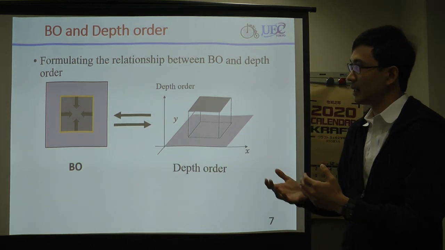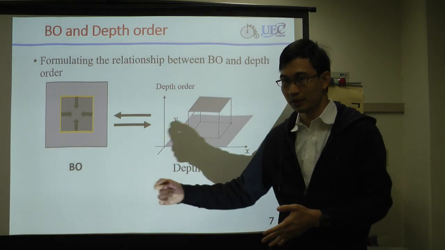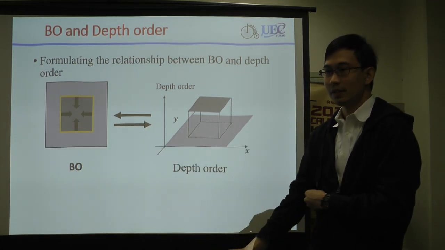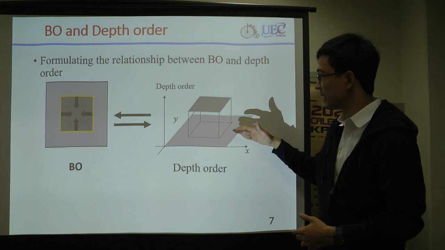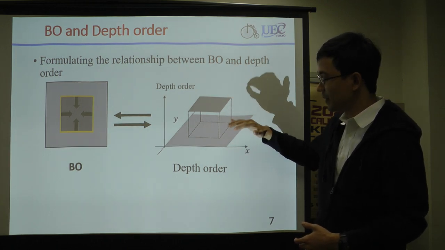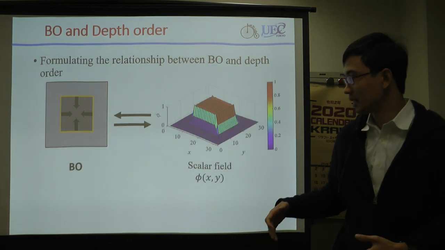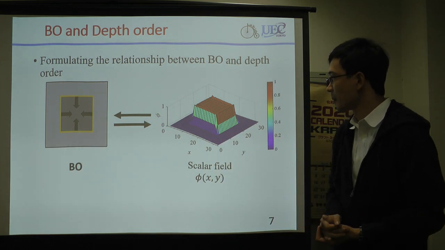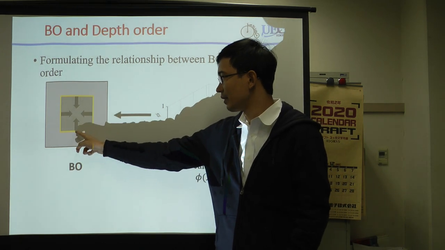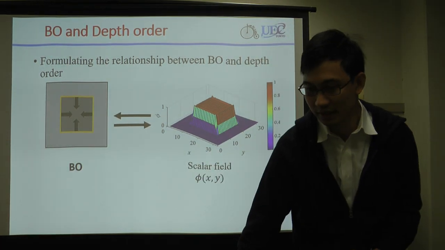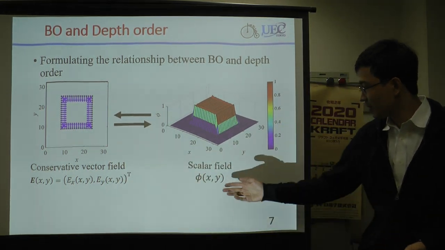So let us take a look at the relationship between depth order and border ownership, or BO. Now depth order, as you can see, is three-dimensional information. So we can represent this, for example, x, y, and z, as a scalar field, let's say phi. And border ownership, BO, you can see arrows here, we can represent this as a vector field, let's say, for example, E. So we have phi here and we have E.